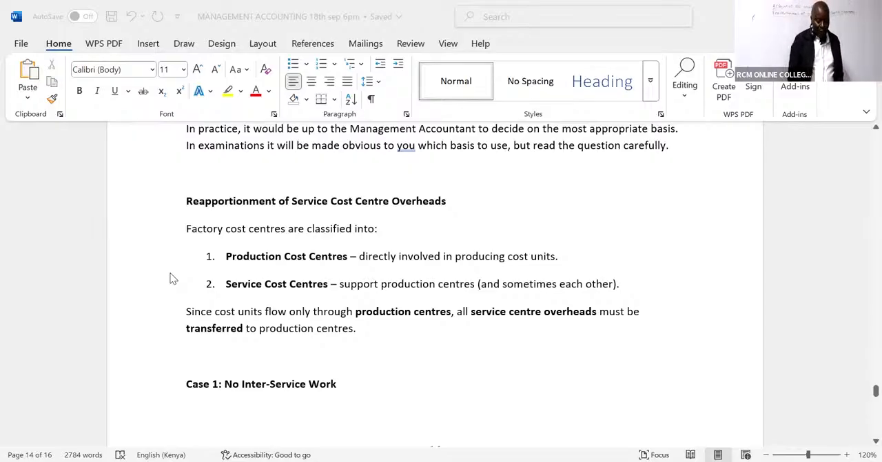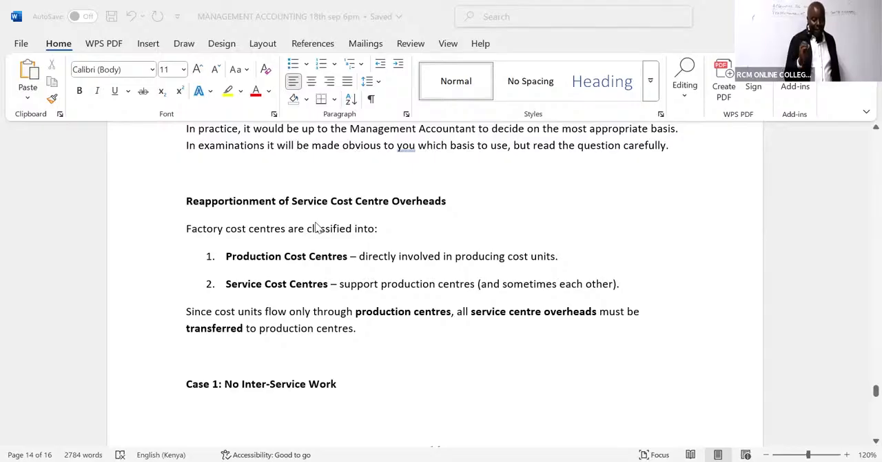And I would want us to start right away by saying that factory cost centers are classified into: number one, production cost centers. Yeah, and then you put a dash there.